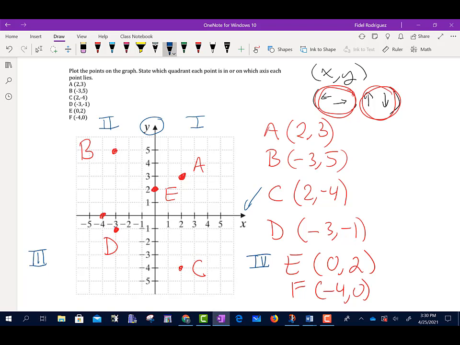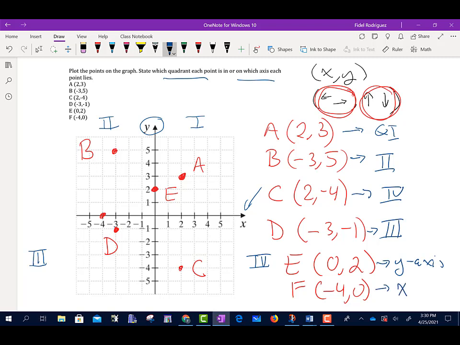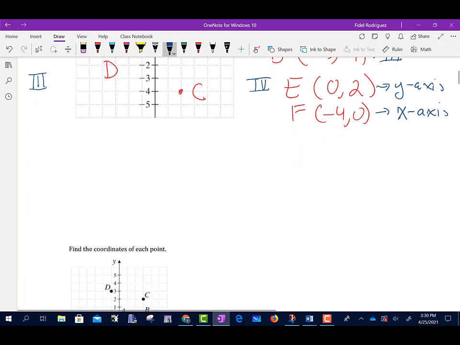Now the directions say that after plotting our points, we're going to state which quadrant each point is in, or on which axis. So we look here. A is going to be in quadrant 1. B is going to be in quadrant 2. I'm just going to put the Roman numeral 2. C is in quadrant 4. D is in quadrant 3. E is on the y-axis. And F is on the x-axis, okay? So again, all we're doing is plotting points. Let's go into the next problem.